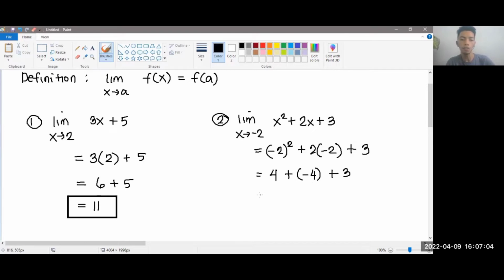Ayan. And then, yung makukuha natin, yung 4 plus negative 4 is 0. And then, plus 3. So, ang magiging sagot natin will be 3. So, ganun lang kasimple ang kumuha ng limit. Sinasubstitute lang natin yung value na nandito doon sa bawat x na meron tayo or bawat variable na meron tayo sa ating given function.